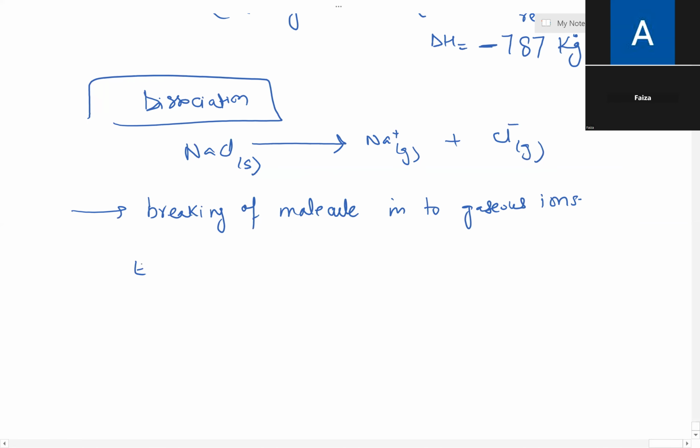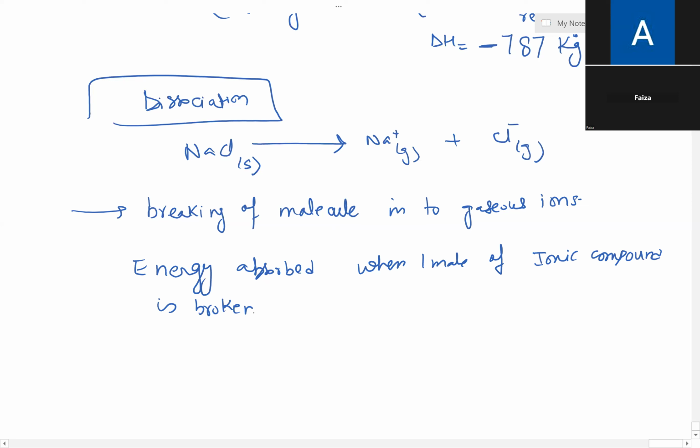We write a definition as energy absorbed. Now we need energy basically. Energy absorbed when 1 mole of ionic compound is broken up into its gaseous ions or gaseous states. Getting it? So these are basically the definitions of lattice energy.